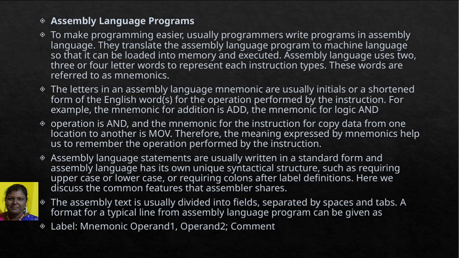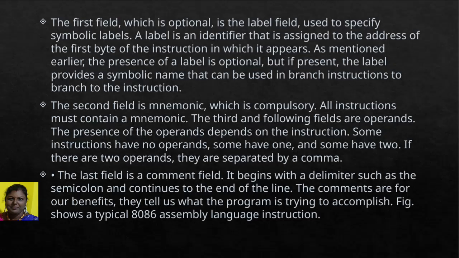Let's break down the structure of an assembly language instruction. First, there's an optional label field. This gives a symbolic name to the address of the instruction. It's like a bookmark we can jump to in the code. Next comes the mnemonic, which is mandatory. Every instruction needs one. It tells the processor what operation to perform. After that, we have operands, which vary depending on the instruction. Some have none, some 1, some 2, separated by a comma. Finally, there's the comment field, starting with a semicolon, used to explain what the instruction does for us humans.